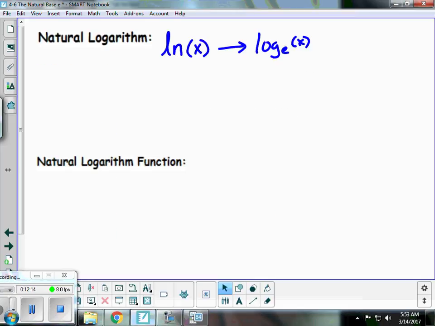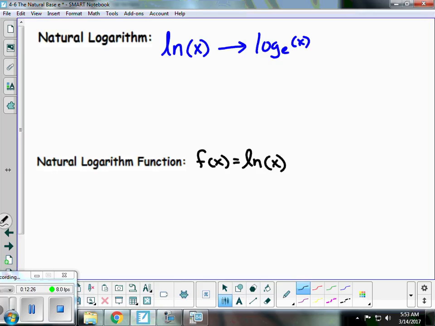Now the natural logarithm function, that would be f of x is equal to the natural logarithm of x. This is the inverse of the function with the base e. So it's the inverse of f of x equals e to the x. Because remember, exponential functions and logarithmic functions are inverses of each other, and it depends on what the base is. So these are both base e.